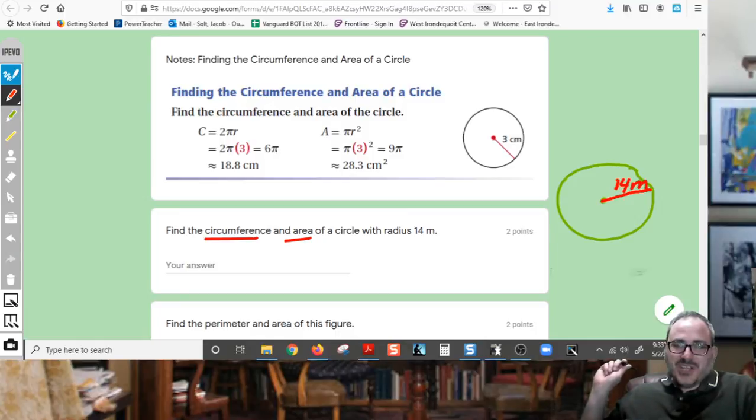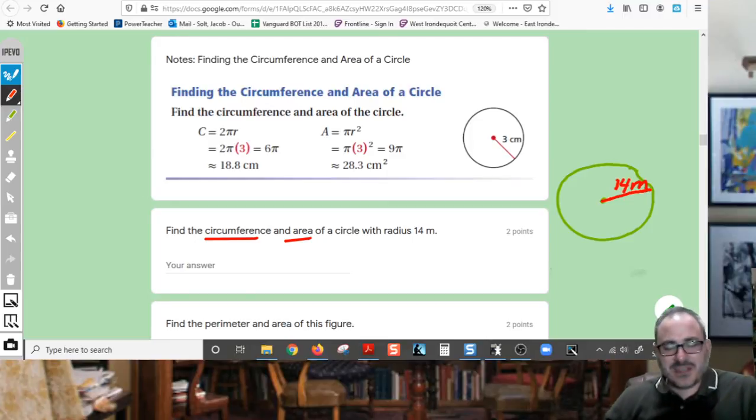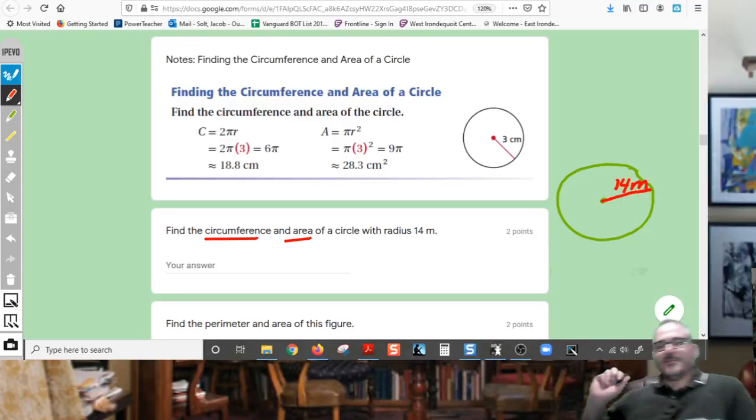Should I do this one? Should I have you pause? Should I move on? Because it's our first circle, I'm going to do it, and then I'm going to start moving on. I'm going to have you do more of these. So pause me now. Try it on your own, and I'll go over it.